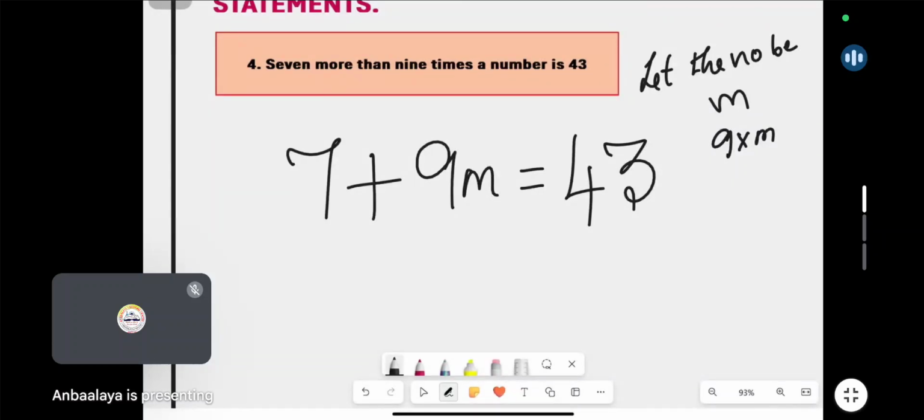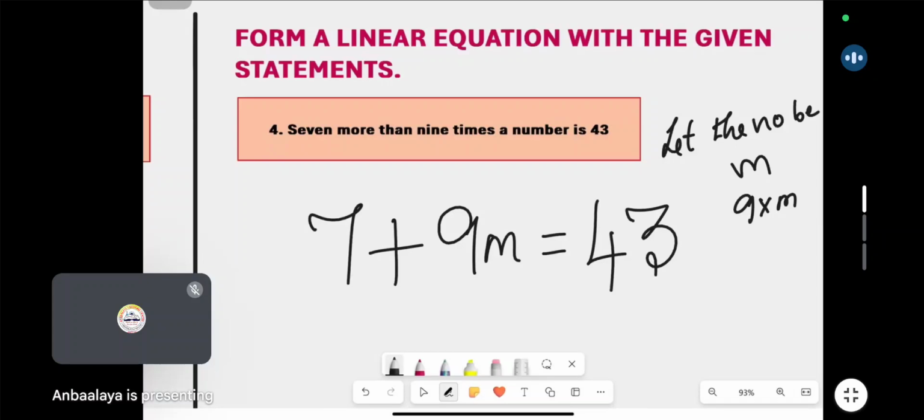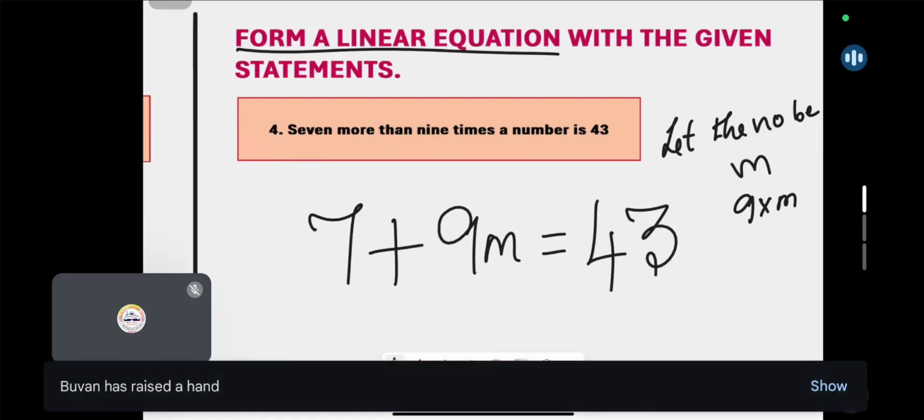What is asked in the question? They are just asking you to form a linear equation. We formed a linear equation. This is your answer. Yes, ma'am. It's very simple. This is your answer.